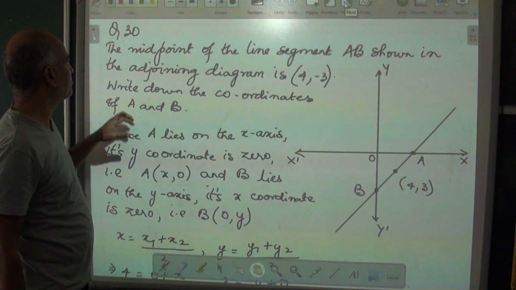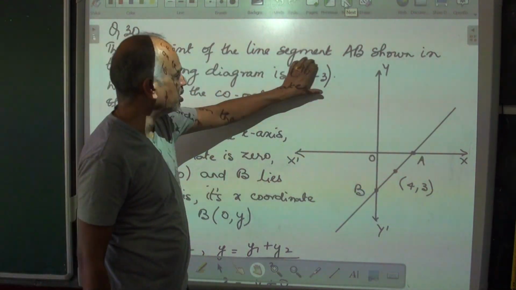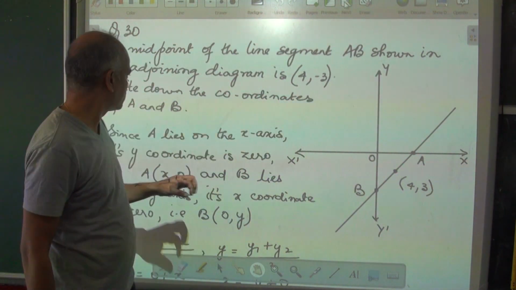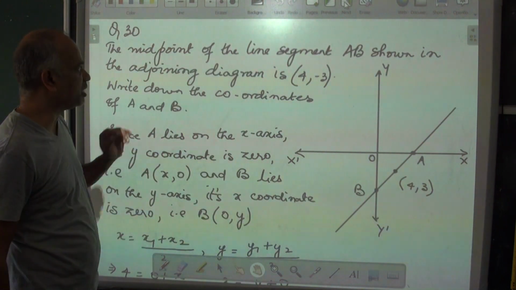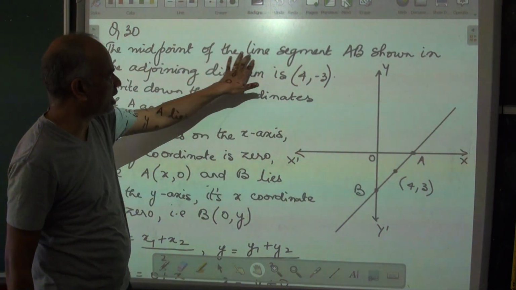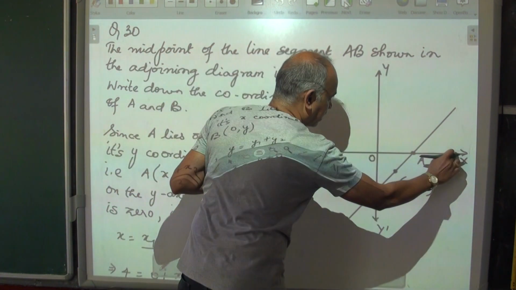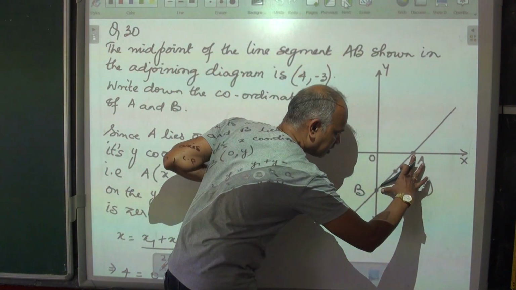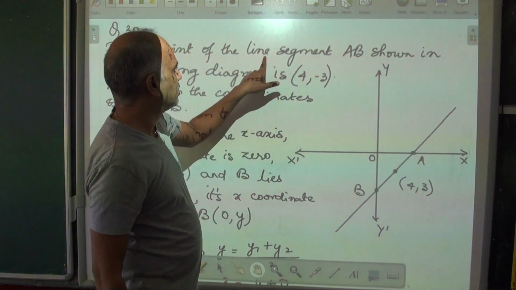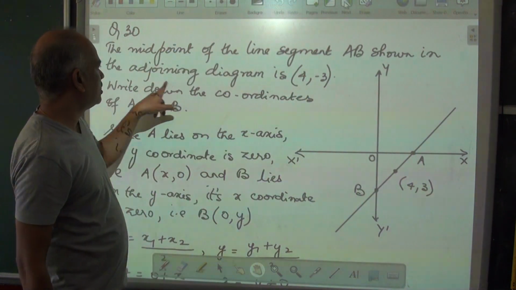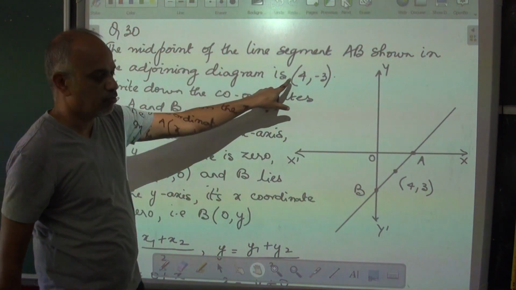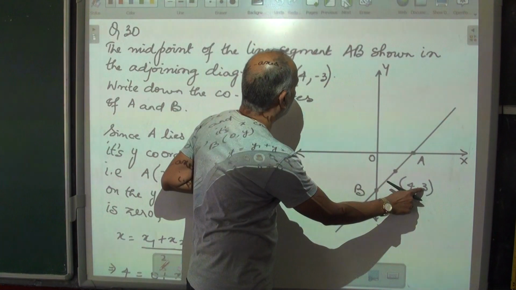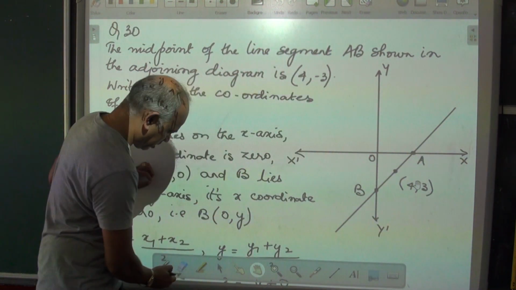is question number 30. The midpoint of the line segment AB shown in the adjoining diagram is (4, -3). Write down the coordinates of A and B. It says the midpoint of the line segment AB. This is your x-axis, y-axis. This is line segment AB. That much is line segment AB. So for line segment AB, the midpoint is (4, -3). AB is here, this is the midpoint.